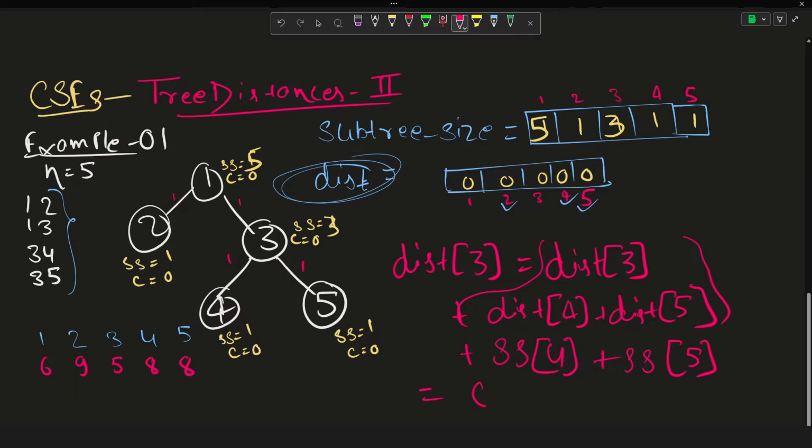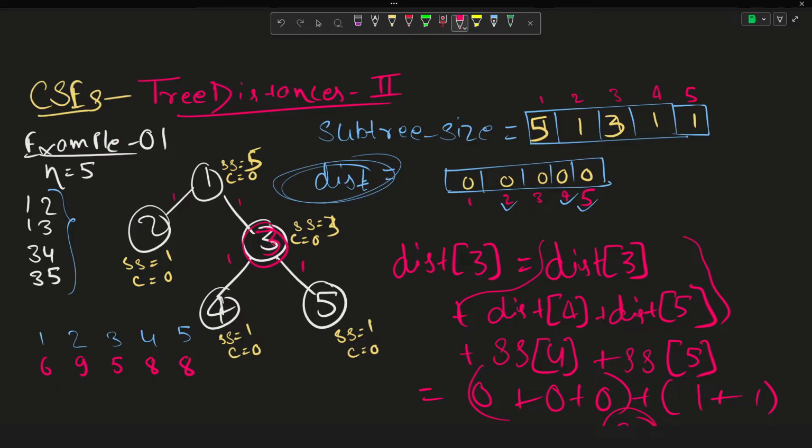The distance of 3 is 0, the distance of 4 and 5 is also 0, and including this, I just told you to include the subtree sizes for the children. So the subtree size for 4 and 5 is 1 and 1. So now we will get 2. And now if you see, the correct cost value for this 3 should be 2 only, because if we treat this as the root now, right?